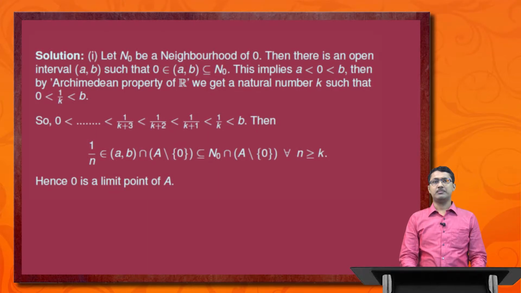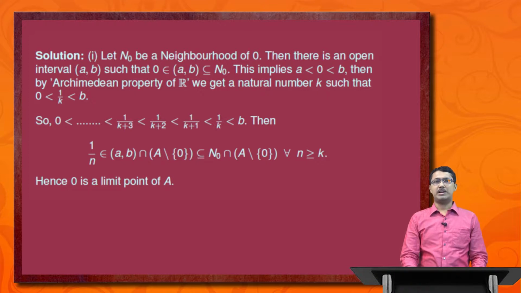For solution 1, let N_0 be a neighborhood of 0. Then there is an open interval (a, b) such that 0 belongs to the open interval (a, b) and that open interval is a subset of N_0. From the definition of the neighborhood, we always get an open interval satisfying this condition. Then this implies a is strictly less than 0 and 0 is strictly less than b. Then by the Archimedean property of R, we get a natural number k such that 0 is strictly less than 1/k and that is strictly less than b.